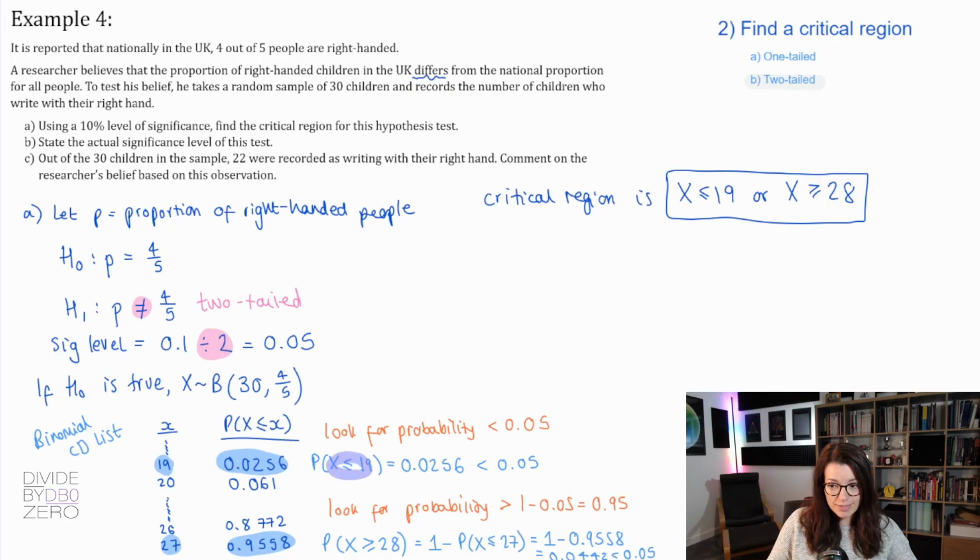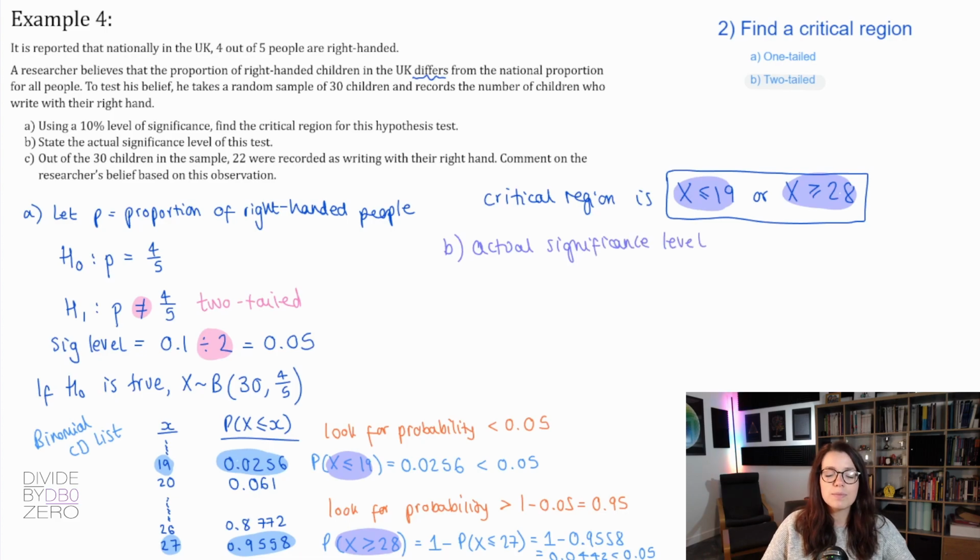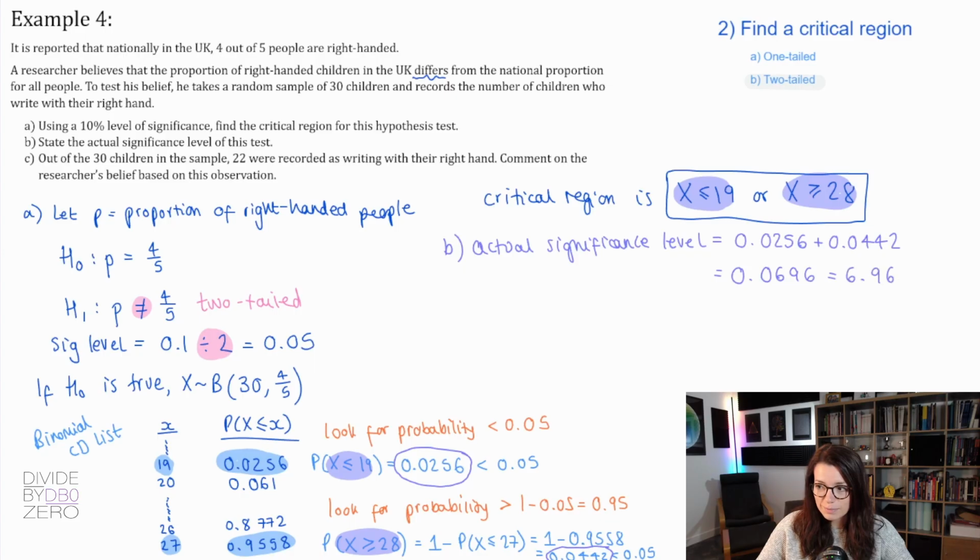Just a reminder, the critical region is the set of values for X for which you would reject the null hypothesis, so you want to state those X values clearly. Part B, state the actual significance level. For a two-tailed test, this will be the two probabilities added together. First it was 0.0256, and then we had 0.0442. Let's add those together. That gives 0.0696, 6.96%. Again, less than 10%, so that looks good.